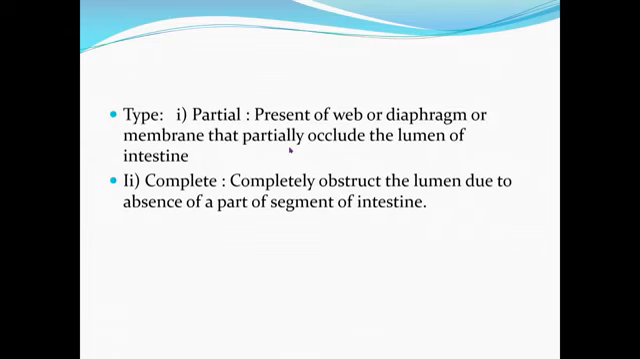So what are the types? That is partial atresia. There is a web or diaphragm or membrane that partially occludes the lumen of the intestine. When there is a web or diaphragm present within the lumen, which creates an obstruction from the proximal to distal direction, there may be a little opening in the diaphragm, which may allow some fluid through this portion and may create a partial obstruction.